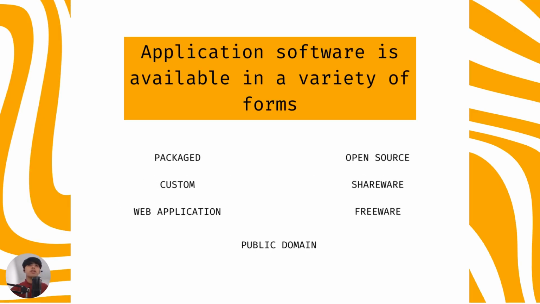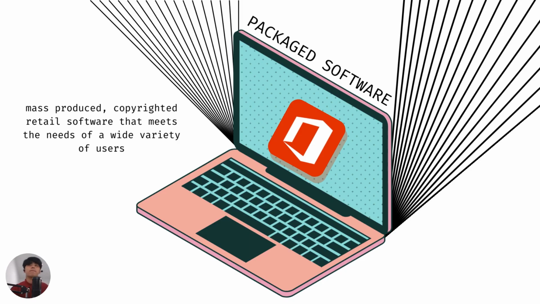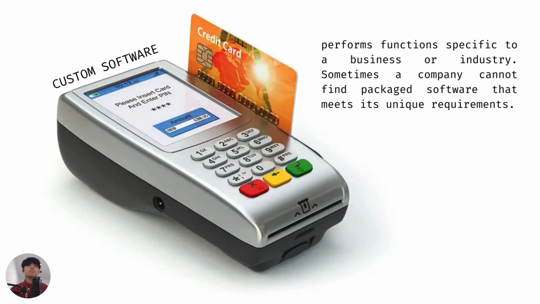Application software is available in a variety of forms, which we'll be talking about in the next slides. So, first one is packaged software. It's a mass-produced, copyrighted retail software that meets the needs of a wide variety of users. So, Office 365, for example: every software application such as Microsoft Word, Microsoft PowerPoint, Microsoft Excel, Microsoft Outlook, all of these are bundled into this packaged software. That is one example, which you can buy either physically or digitally.